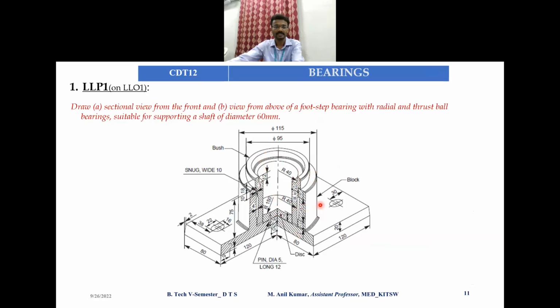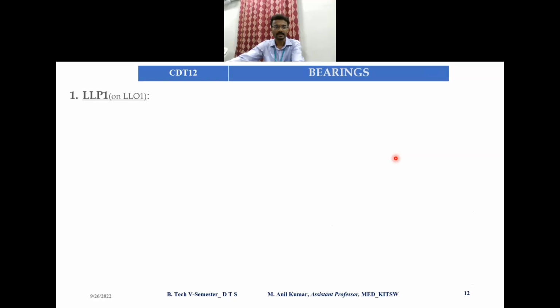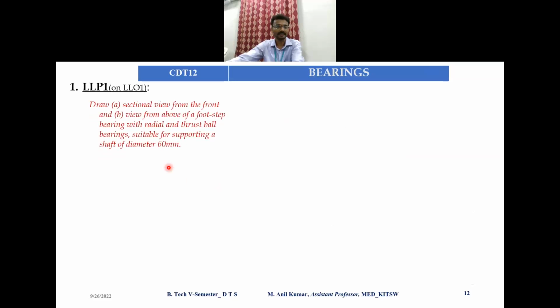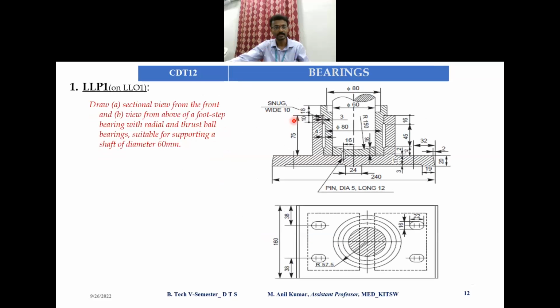So the final answer will be like this. This can be done in our regular practice hour. Draw the sectional front view and view from the top. This is the final picture. We are going to draw it on sheet. Kindly observe. Right, we start drawing from the front view. This is the first angle projection, and this one is the top view.